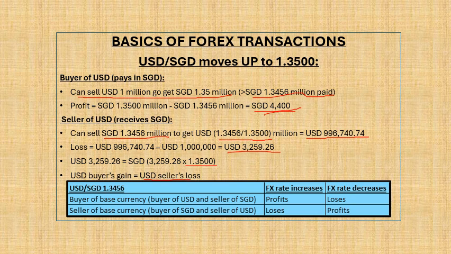Therefore, for USD SGD 1.3456, the buyer of the base currency, that is the buyer of the USD and seller of the SGD, profits if the foreign exchange rate increases. That is, it moves up from 1.3456. And he loses when the FX rate decreases, that is, it falls below 1.3456. The seller of the base currency, which is the buyer of the Singapore dollars and seller of the USD, loses as the foreign exchange rate increases and profits when the FX rate decreases or falls below 1.3456.